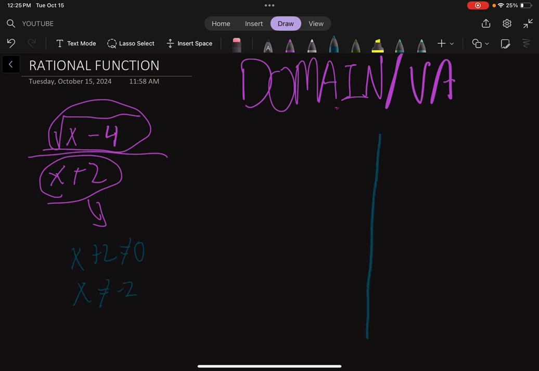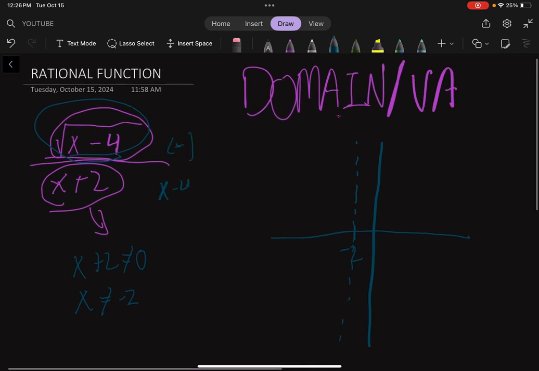Let's go ahead and graph just that part. It cannot be minus 2. But how do we deal with the square root? Well, with a square root, you can't have a negative inside because that'll lead to an imaginary number. So it must be positive. So you can say x minus 4 has to be greater than or equal to 0. X has to be greater than or equal to 4. Based off of that, the graph only exists on the right side of this 4.